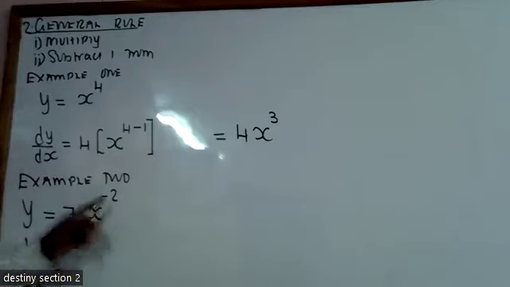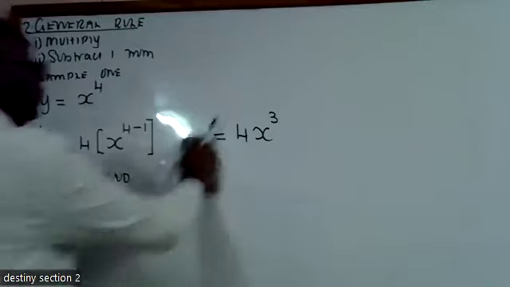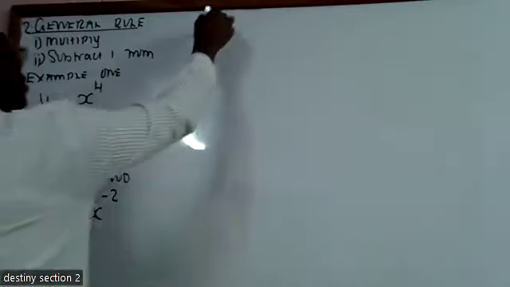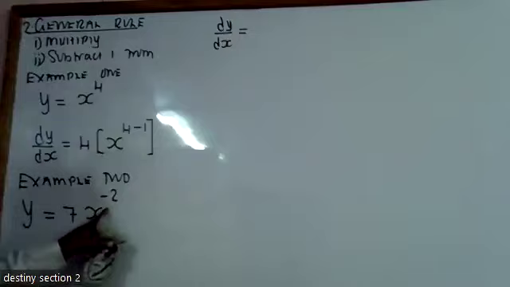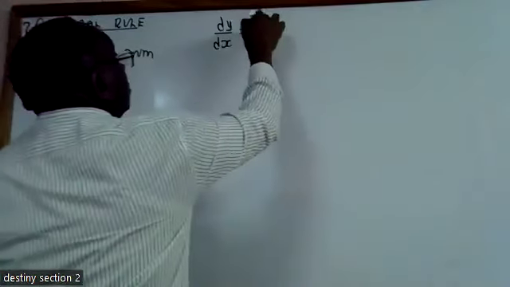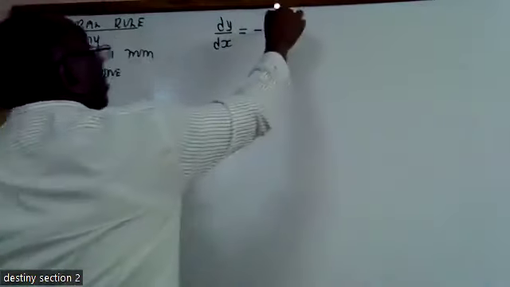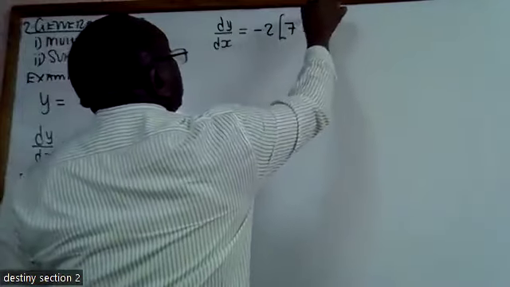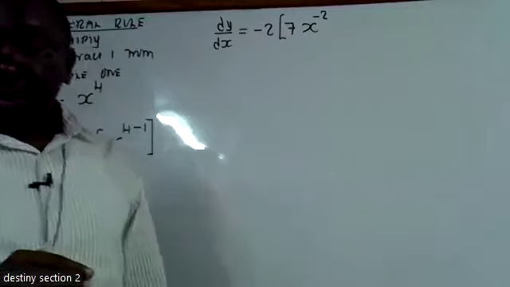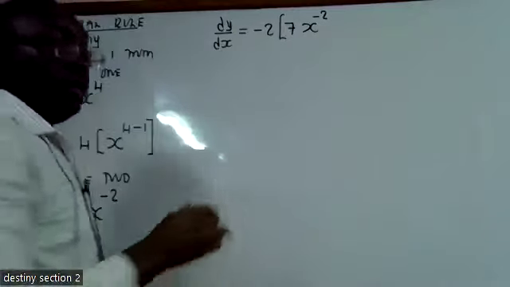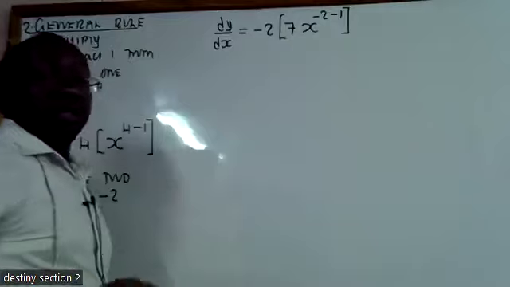So you first of all take, there you're not seeing my board. So you first of all, for dy dx, take the original power, which is minus 2. Then you use it to multiply the function 7x raised to power minus 2, that way. Then you reduce this power by 1.